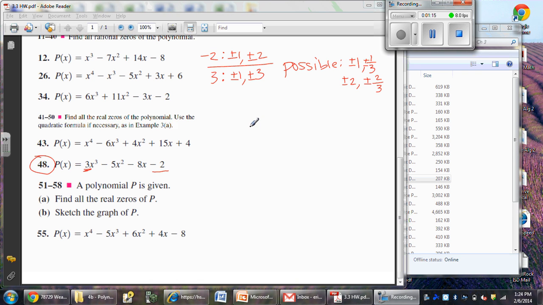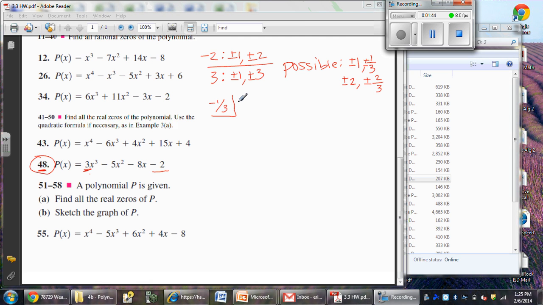Then we would check to see which one works, and this is the point where you can speed things up a little bit by typing it into your calculator and looking at the graph, seeing where it crosses the x-axis. If we look carefully, it does cross at -1/3. You could approximate that and then use synthetic division to check. You could also use trace on your calculator and type in -1 divided by 3 and make sure it gives you y equals 0. But either way, we're going to have to prove it with synthetic division.